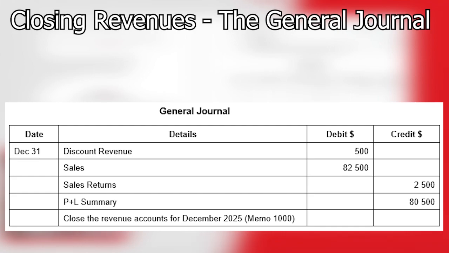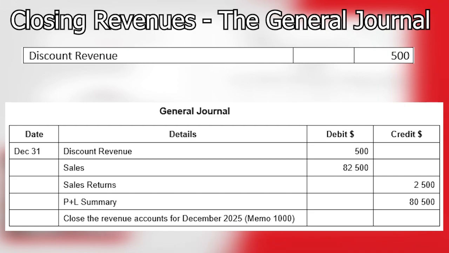And we see here, if we use discount revenue, looking at the trial balance, we see discount revenue, credit balance of 500. To close it off, it needs to be 0. So that means discount revenue, debit 500, sales 82,500, and the sales returns being a debit balance of 2,500 will then be a credit here of 2,500, leaving us with a total revenue of 80,500.